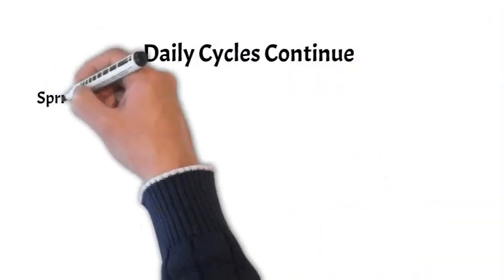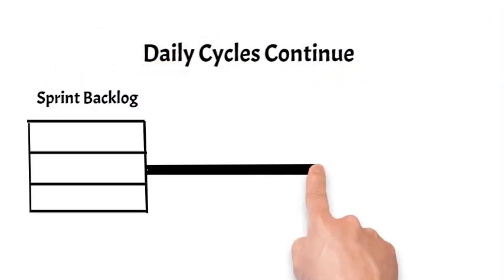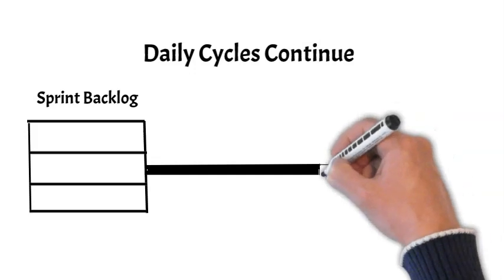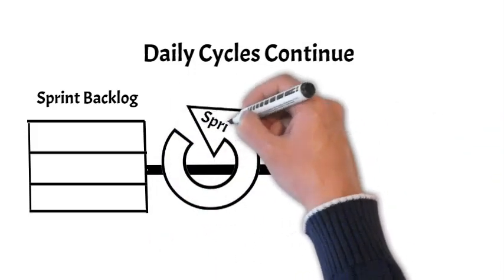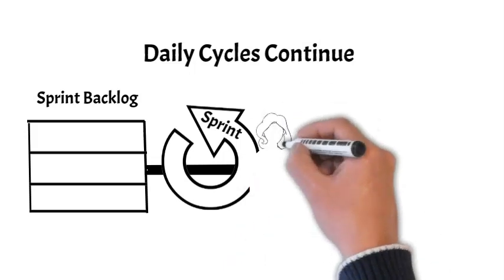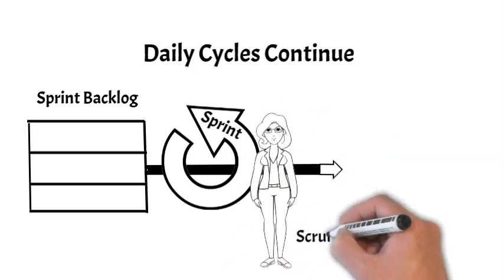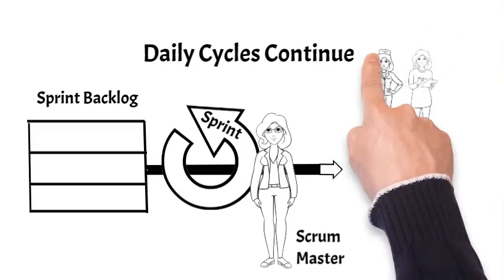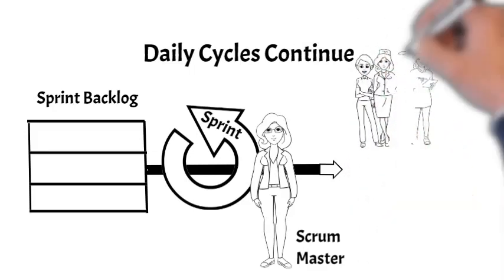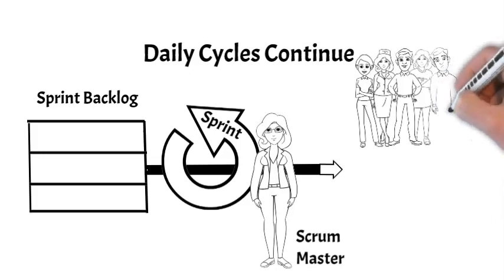Once the daily Scrum meeting is over, execution of the work recorded in the sprint backlog continues. Every day during the project, the cycle begins anew. Daily Scrum meeting and execution. This process continues until items in the sprint backlog have been completed.